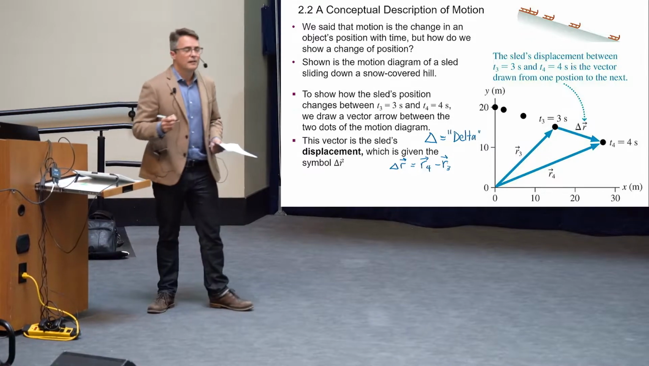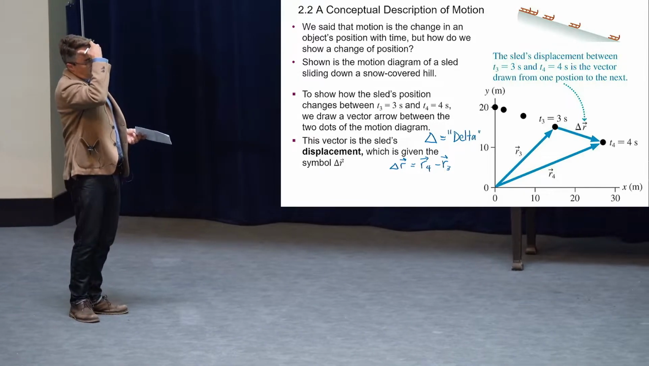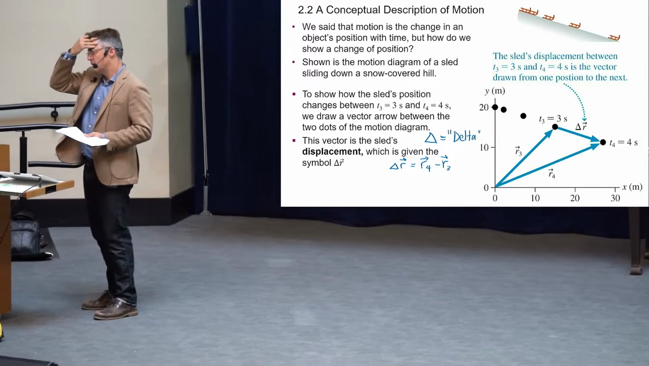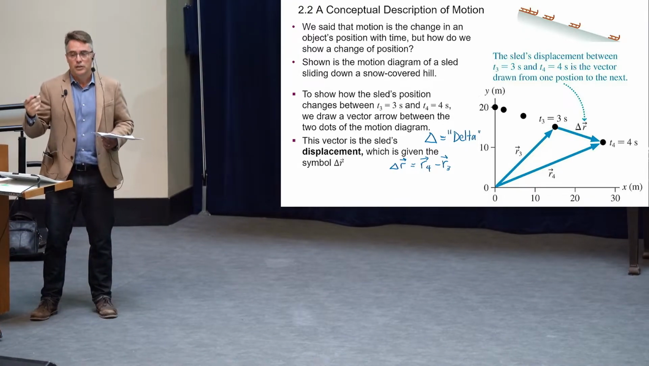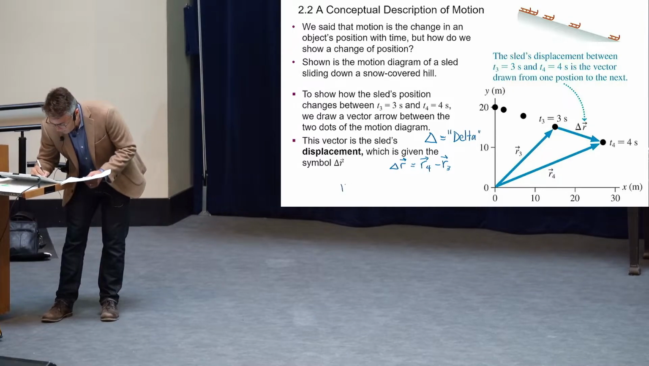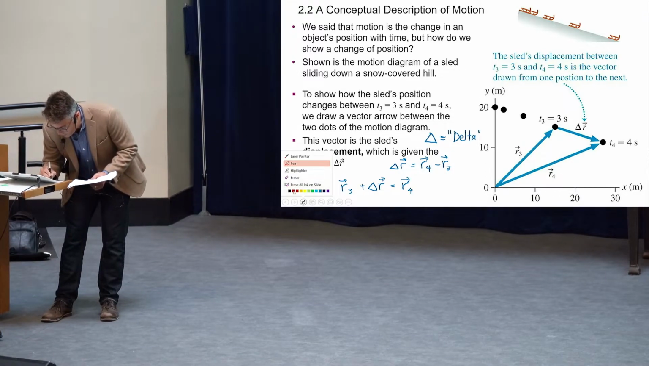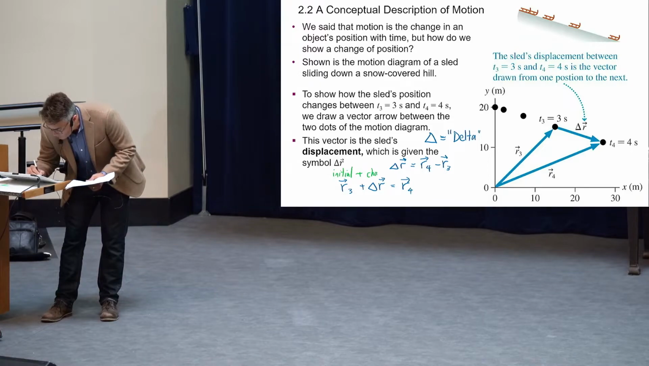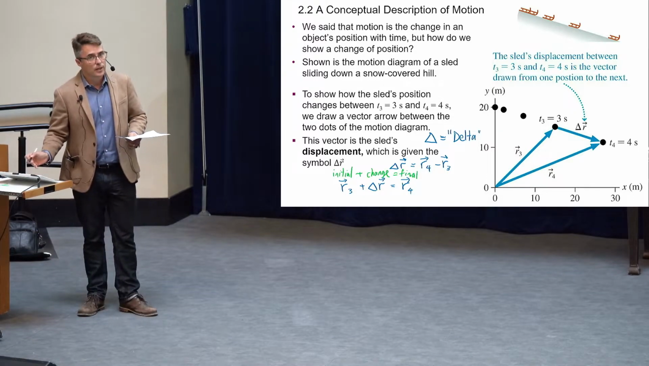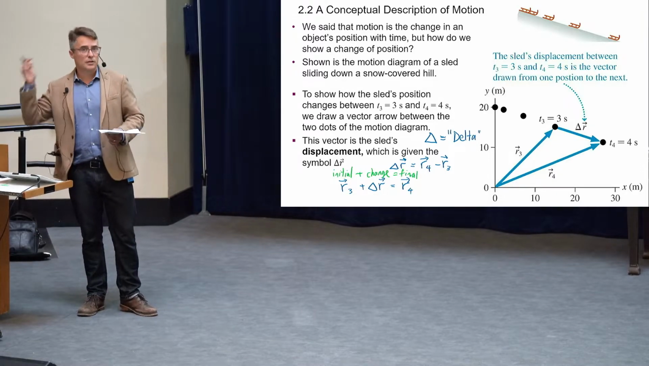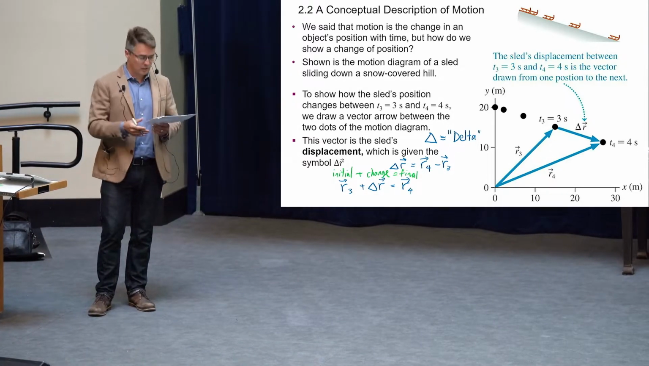How do you remember that delta is final minus initial? The way I remember it is to think of it as a sum. You take the initial, like R3, plus the change in R, equals what it gets to. Initial plus the change equals the final. That equation makes more sense to me. And if I rearrange it, I find that delta R is R4 minus R3, or R final minus R initial.